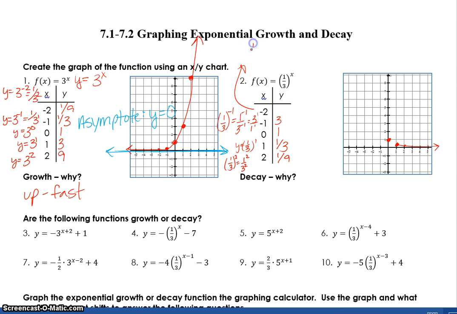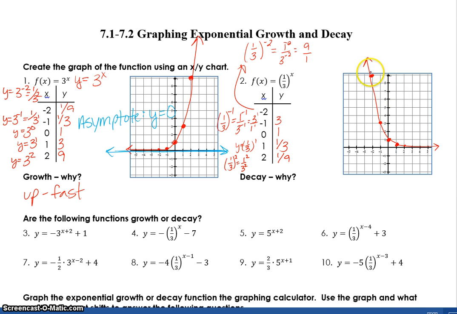Same concept with negative 2. We're going to plug in negative 2. We get 1/3 to the negative 2, which is 1 to the negative 2 over 3 to the negative 2. Flip them. You end up with 9 over 1. So we get the point negative 2, 9. Negative 3 would be 27. Negative 4 would be 81. So this is going this direction.